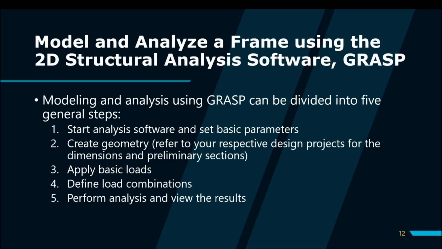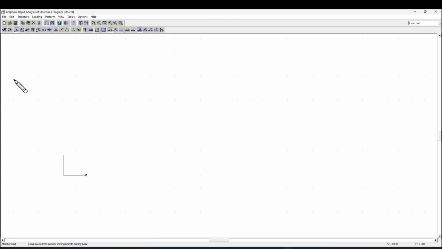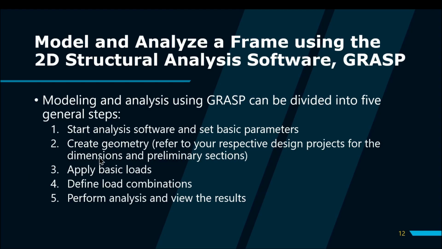So we're going to model and analyze a frame using the 2D structural analysis software called GRASP, or what we call the Graphical Rapid Analysis of Structures program. Modeling and analysis using GRASP can be divided into 5 general steps listed here.